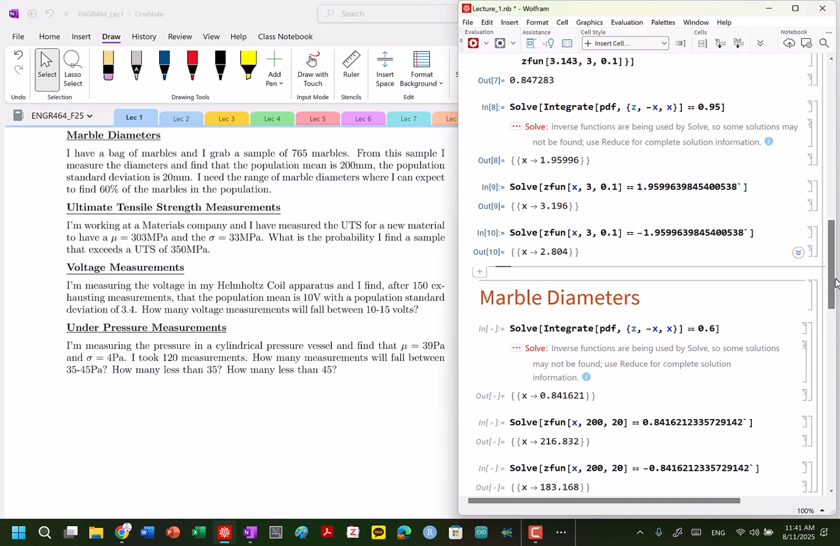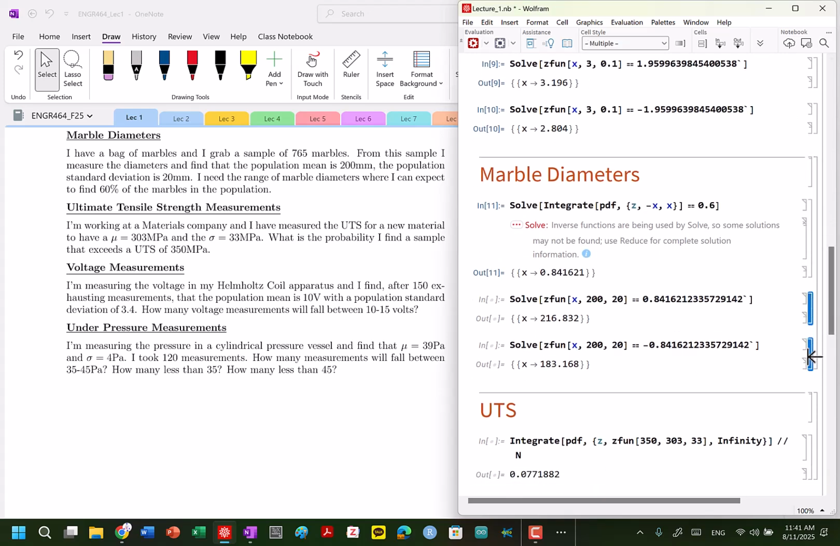Now, let's do some other examples quickly here to get our hands ready to go. Population of marbles, measure the diameters, population mean is 200, standard deviation is 20. I want to find 60%. We can do it the same way. So I'm solving essentially for those bounds. I'm going to plug it into my z function, and those will be my bounds.